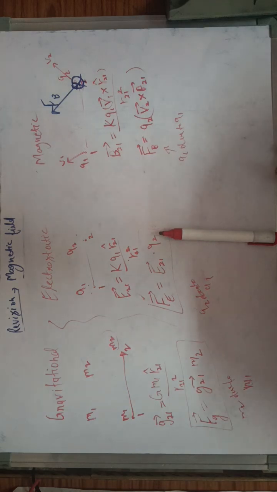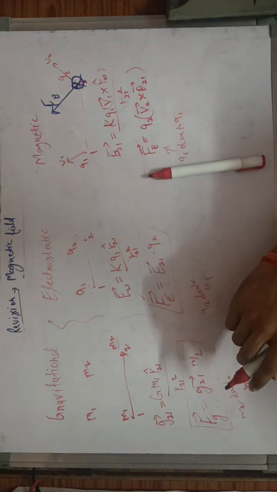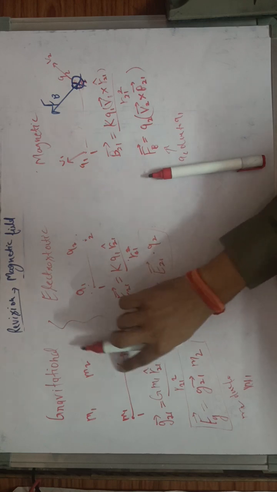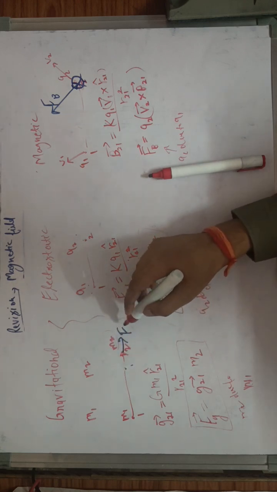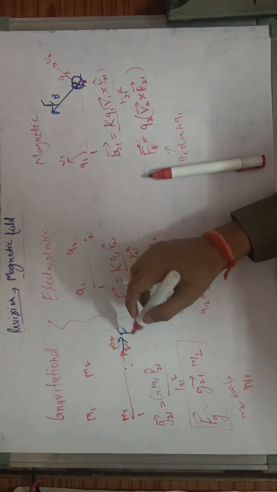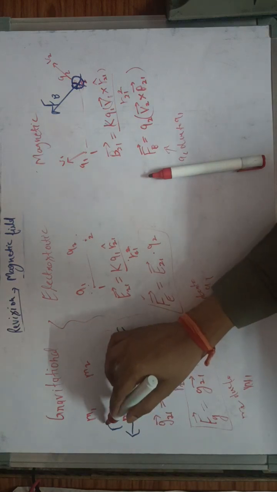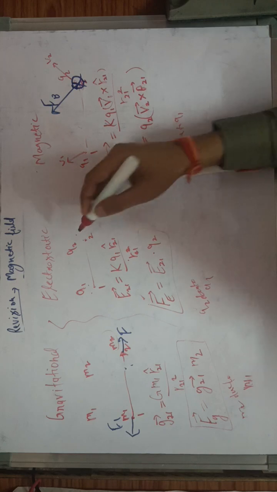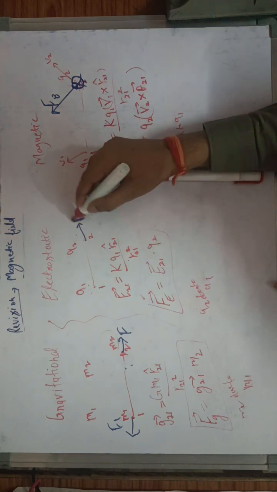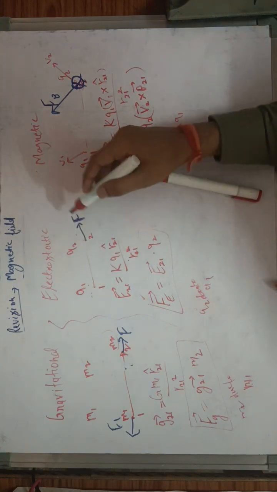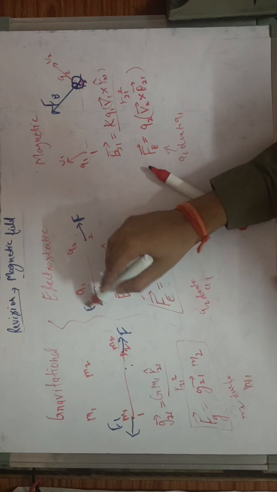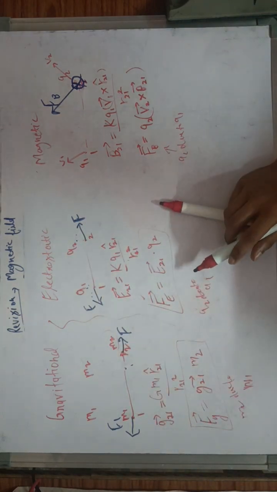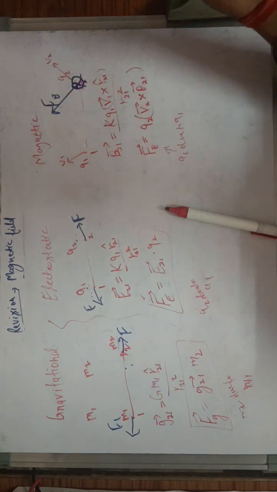And we can apply the action-reaction law also in these cases. Let's say there is some force F acting on this mass 2, then the same force would be acting on this mass M1 in the opposite direction. Similarly, if there is a force F acting on this Q2 charge due to this Q1, then there would be some force acting on this Q1 charge due to this Q2 in the opposite direction. This is called the action-reaction law.